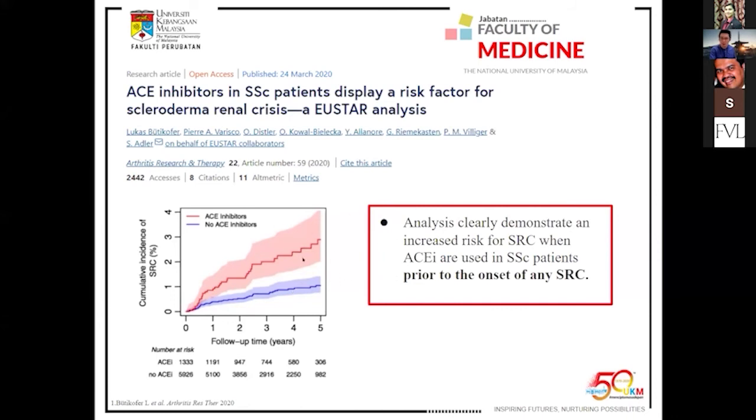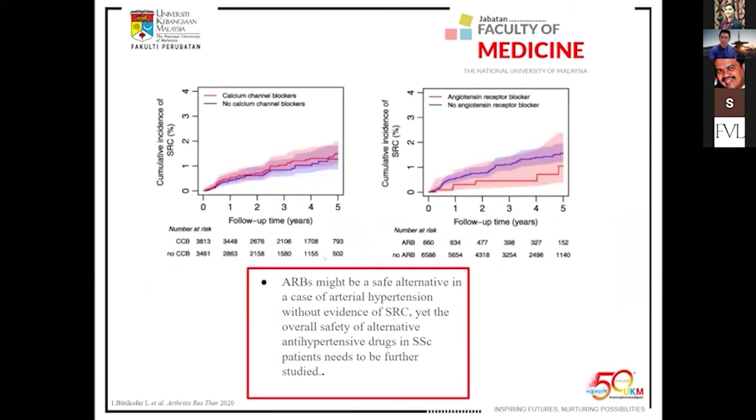So it's recommended not to start ACE inhibitor unnecessarily unless you think he or she is actually having this scleroderma renal crisis. Okay, what to do? If blood pressure is high, then what are the agents to be used? You can use CCB, but CCB will not affect the incidence of SRC. But if you use ARB here, they have some effect, not very significant, but you can see for those patients with hypertension and no evidence of SRC, if you start ARB for them, they actually have a reduced incidence of SRC. So the take-home message is if you see someone with hypertension in the scleroderma population, maybe you can use ARB, but definitely you need more study for this.